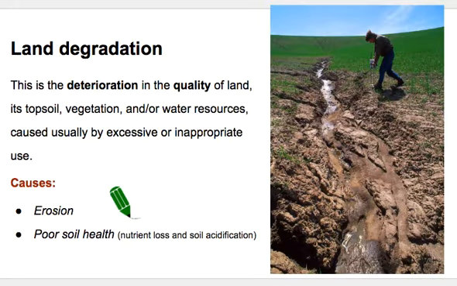So let's start by looking at land degradation. Australia is one of the oldest continents and has some of the oldest soils, and these are very nutrient poor and quite shallow. Land degradation is about the deterioration of the quality of land, its topsoil, vegetation, and or water resources, caused usually by excessive or inappropriate use. The two causes we're going to have a look at today are erosion and poor soil health. And poor soil health will link to nutrient loss and also soil acidification. So please pause the presentation to put those on your worksheet.